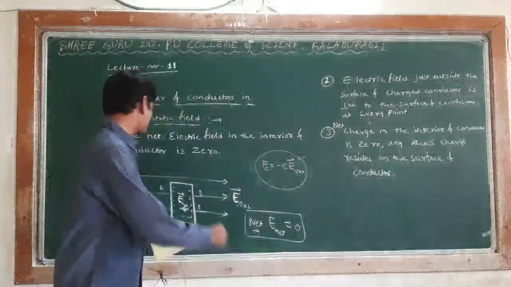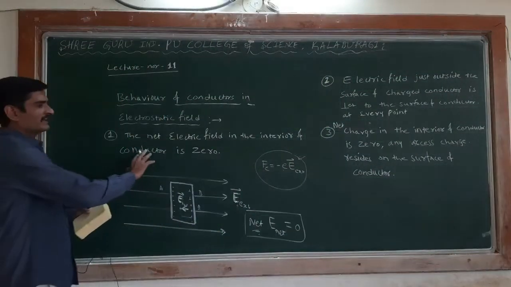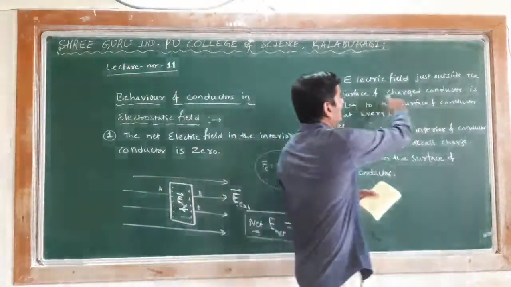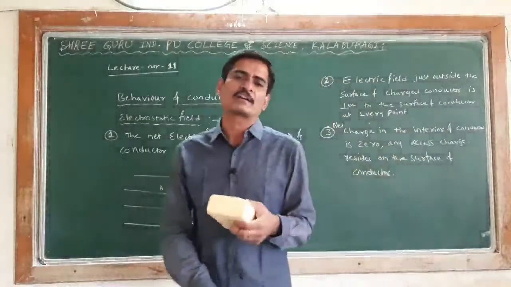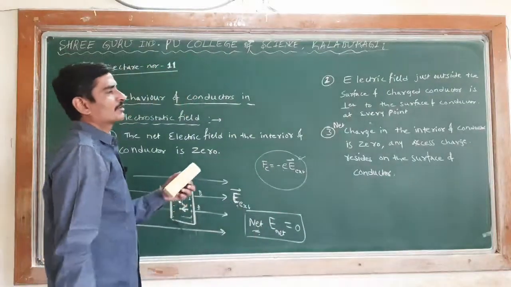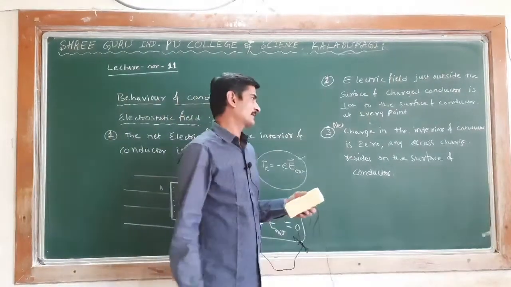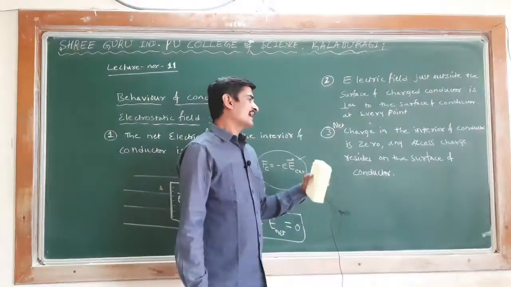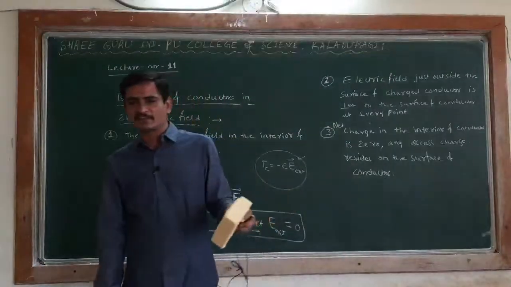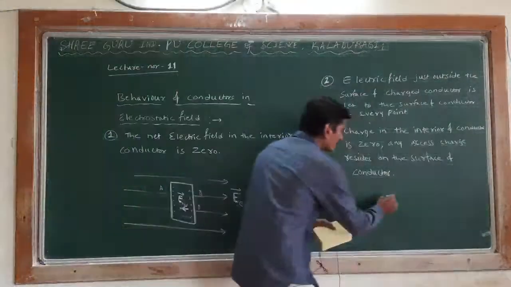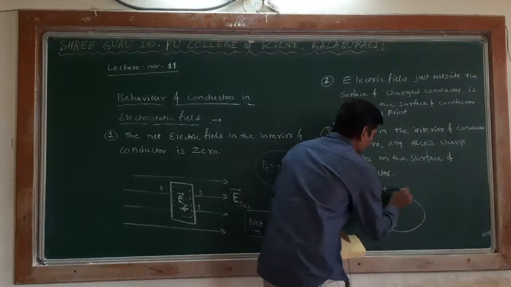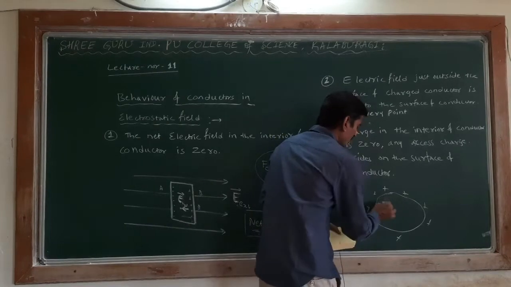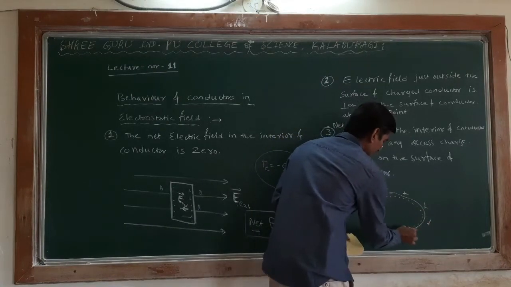This is the third point. First point we have studied, the net electric field in the interior of the conductor is 0. Second point, the electric field just outside the surface of the conductor is perpendicular to the surface of the conductor at every point. Third point, net charge in the interior of the conductor is 0. Any excess charge resides on the surface of the conductor. So now let us consider a charged conductor. So now imagine a Gaussian surface.